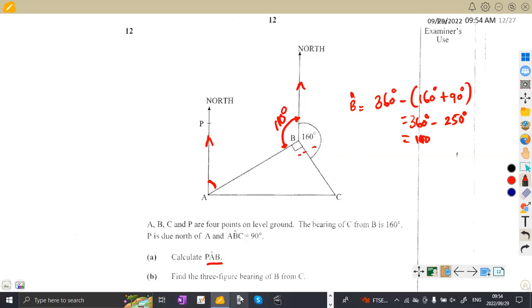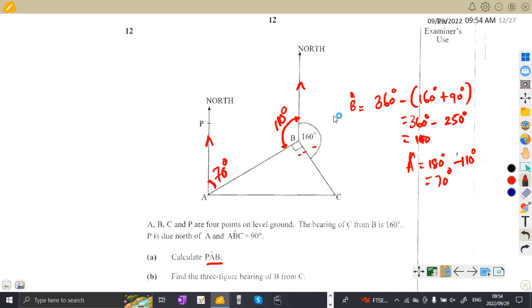From 180, then it's going to be angle A now. So angle A is going to be 180 minus 110, because these are co-interior angles. If we subtract, this is going to be 70 degrees. So you're going to have 70 degrees.